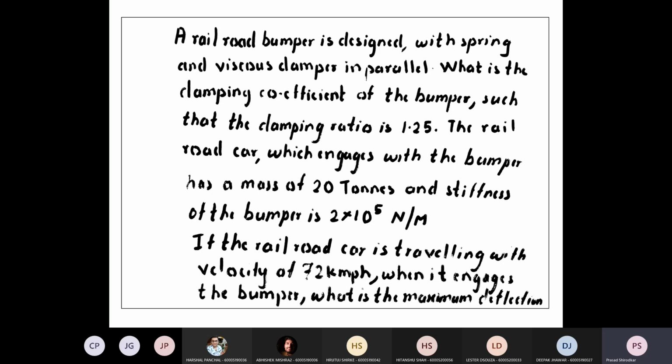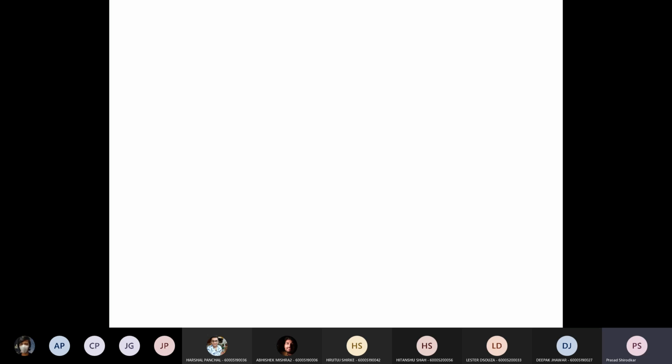This is the first example, a railroad bumper. Everybody has the notes? Yes, sir. Alright. A railroad bumper is designed with a spring and viscous damper in parallel. What is the damping coefficient of the bumper such that the damping ratio is 1.25? So it is an overdamped system. The railroad car which engages with the bumper has a mass of 20 tons and the stiffness of the bumper is 2 into 10 raised to 5 Newton per meter. If the railroad car is traveling with a velocity of 72 kilometers per hour when it engages with the bumper, what is the maximum deflection?